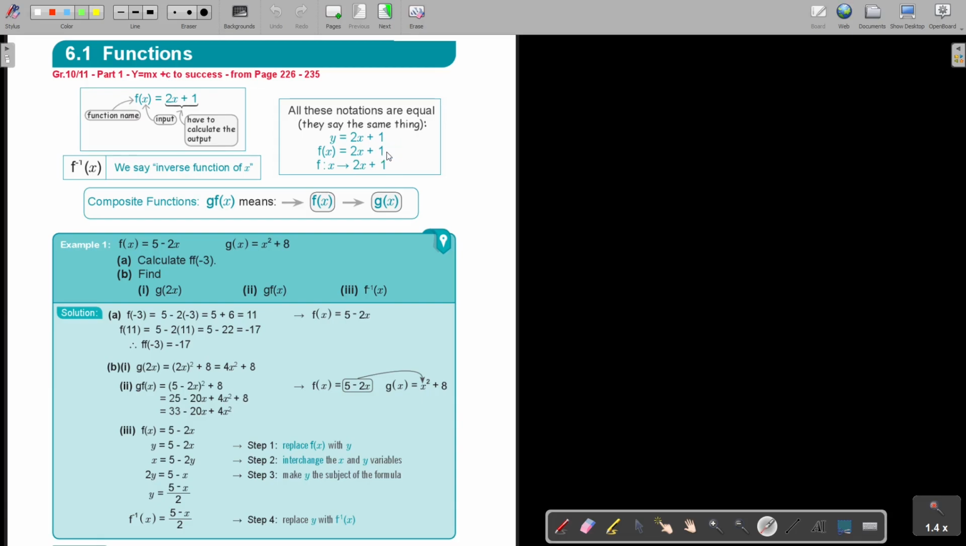As soon as you see a small -1 there, it means the inverse function. And then composite functions, g(f(x)) means you must take f(x) and substitute it in g.